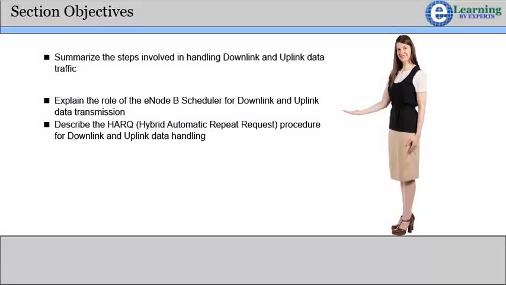Describe how channel conditions are reported by the UE. Explain the role of the eNode B scheduler for downlink and uplink data transmission. Describe the HARQ, Hybrid Automatic Repeat Request, procedure for downlink and uplink data handling.